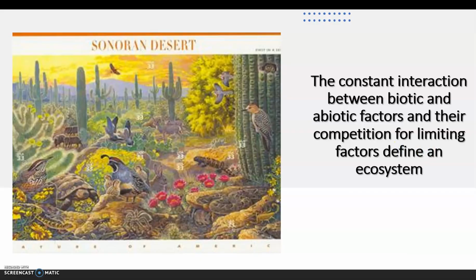By now, you should know what a biotic and abiotic factor is, how they interact with one another, and how those interactions lead to competition for the components that are in short supply.